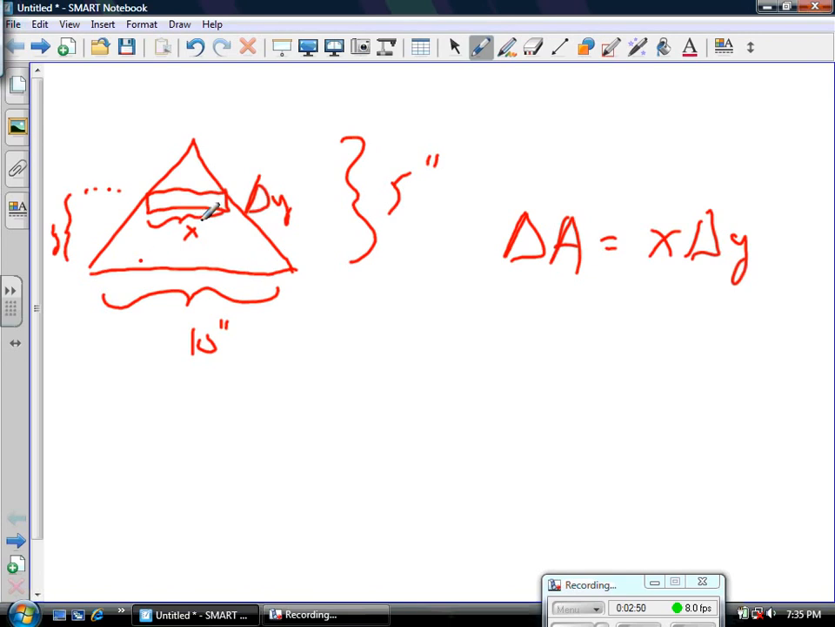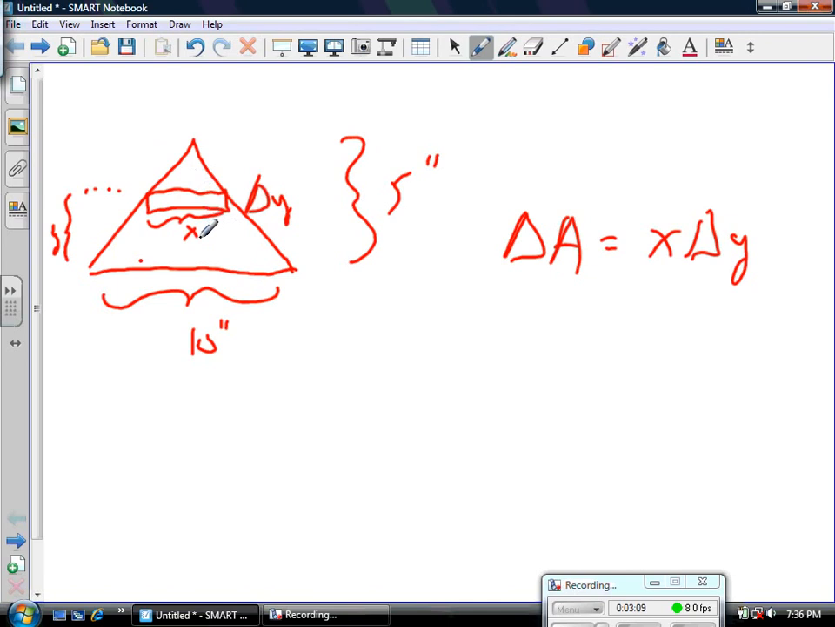So is there a relationship between x and y? So I can get rid of x, rewrite it in terms of y. Well, notice that these two triangles are similar. See this little triangle up here? And the big humongous one? This is parallel to this, otherwise forget about it. So this is a similar triangle to this.